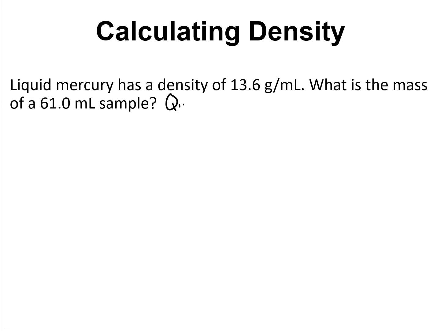To help you get set up a little bit here, we're looking for a mass. So that means our answer is going to be in grams. How many sig figs should our answer have? It should have 3, because that's all we have in the problem. You know that density is equal to mass divided by volume. And from there, you should be able to solve this problem.